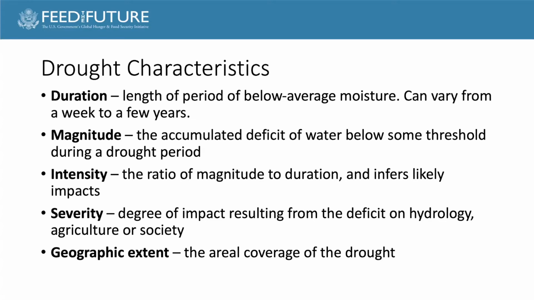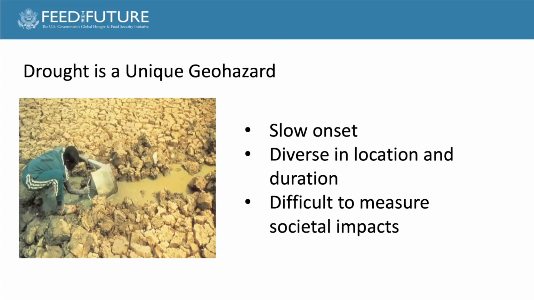And then the geographic extent. If it's over a very large area or a very small area, it really makes a big difference on impacts on the food system. Drought is a unique geohazard because it has such a slow onset. A lot of argument about where and when you can say the drought began and when it ended. And it can be very diverse in location and duration. And it's very difficult to measure societal impacts.